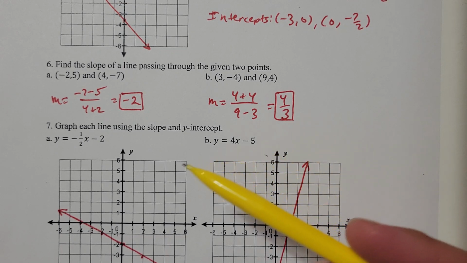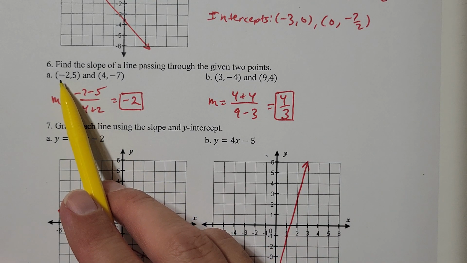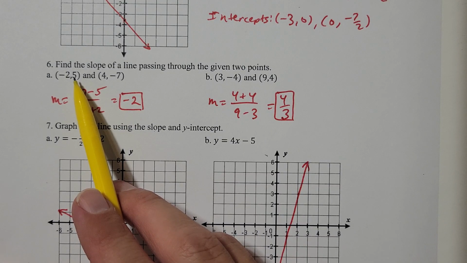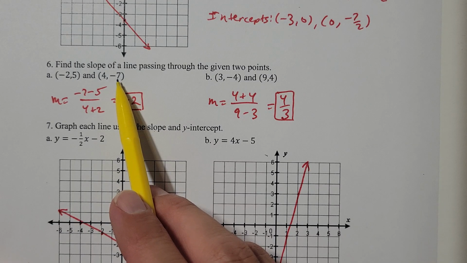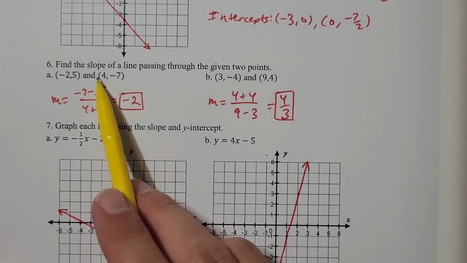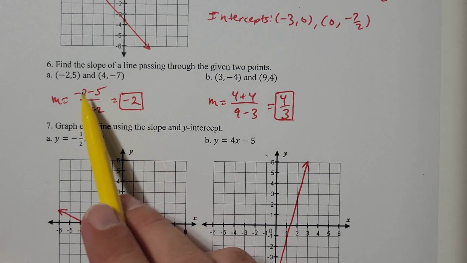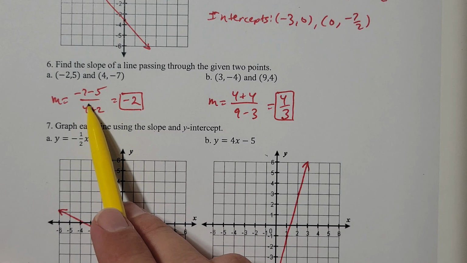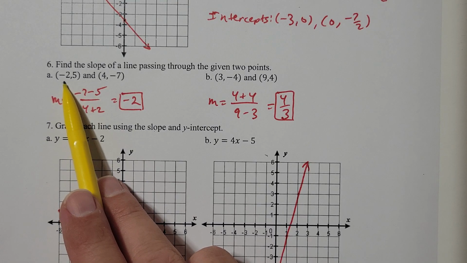M is equal to change in y over change in x. Okay, so x1 is -2, y1 is 5, x2 is 4, y2 is -7. So I take y2 minus y1 divided by x2 minus x1. Okay, so y2 is -7, y1 is 5, and I'm dividing that by x2 is 4 minus x1 is -2.